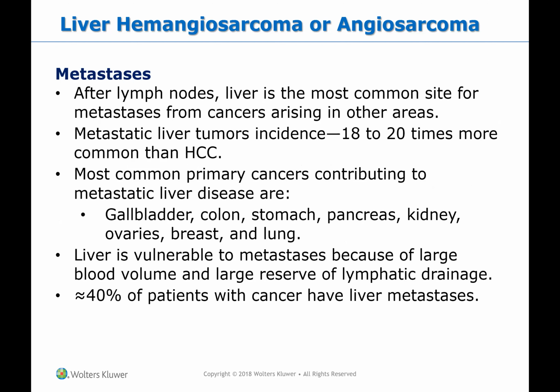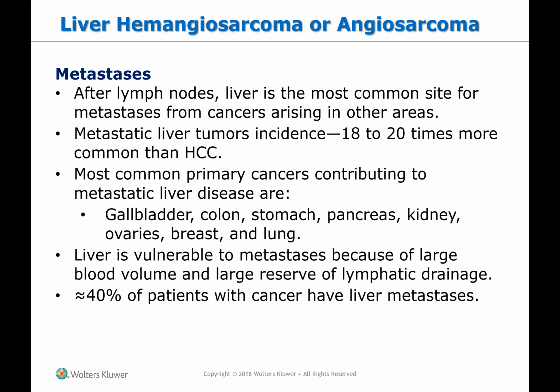Metastatic liver tumors are 18 to 20 times more common than HCC. And I believe that because I have seen so many mets in patients with cancer. Most common primary cancers contributing to metastatic liver disease are gallbladder, colon, stomach, pancreas, kidney, ovaries, breast, and lungs. So I want you to know that.